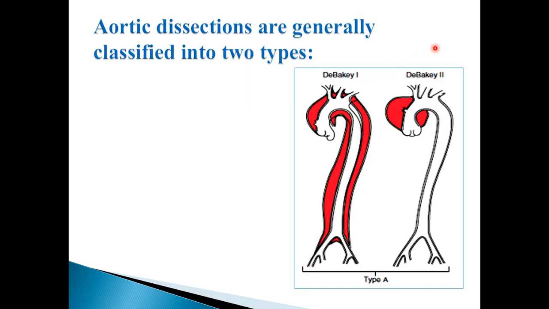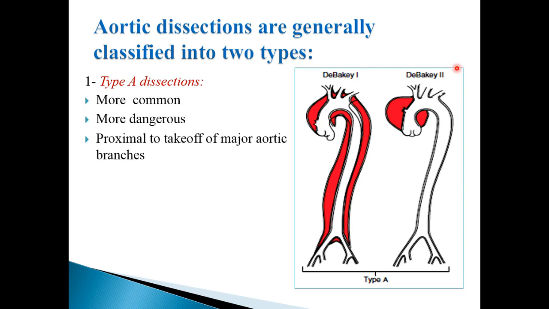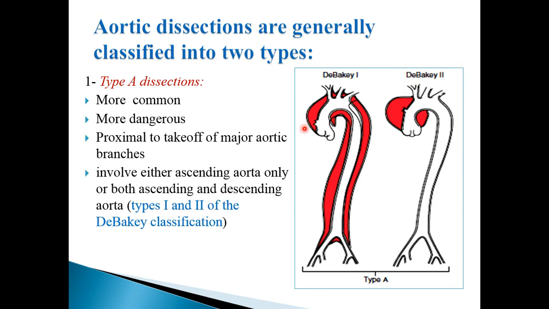Aortic dissections are generally classified into two types, type A and type B. Type A dissections are more common, more dangerous, and they are proximal to the takeoff of major aortic branches. They involve either the ascending aorta only, or both the ascending and descending parts of the aorta. These represent types 1 and 2 of the DeBakey classification, which is another, older classification of aortic dissections.